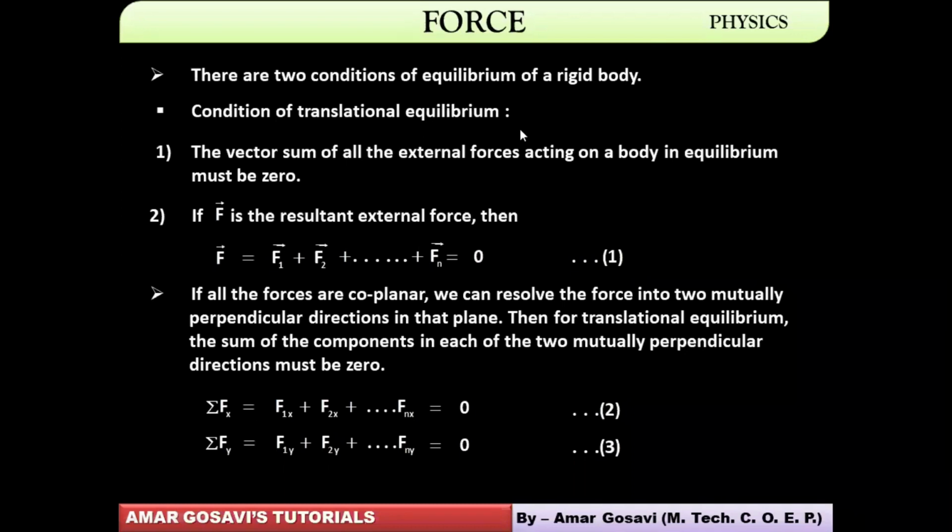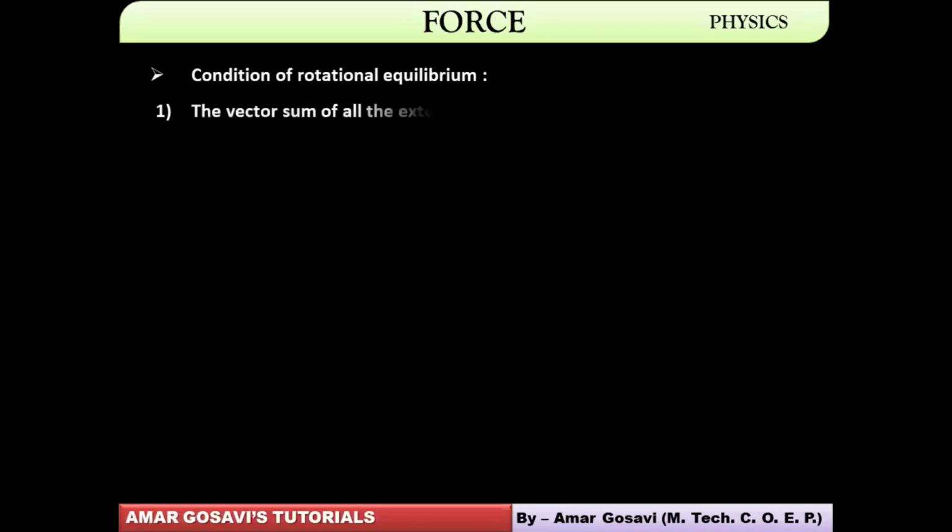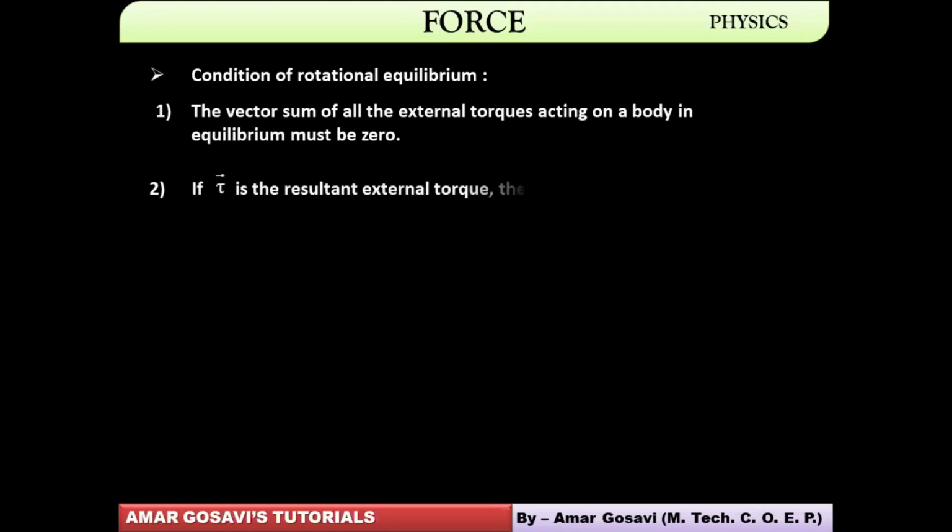Similarly, we can place an equation for rotational equilibrium. Let's see how we place it. Condition for rotational equilibrium: the vector sum of all the external torques acting on a body should be zero. Then we can assume that the body is in rotational equilibrium.